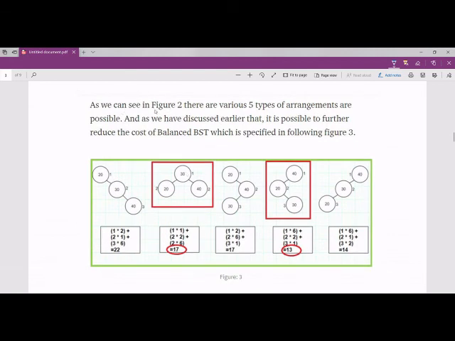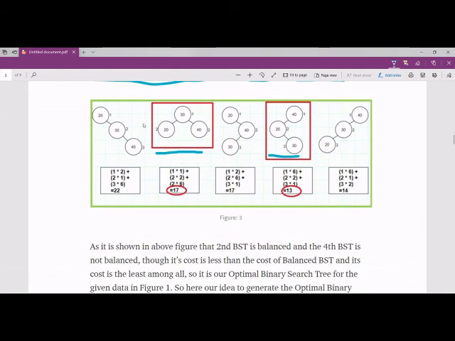As we can see in figure 2, consider this binary search tree and this binary search tree, which is figure 4. There are 5 various types of arrangements, and as we can see, it is possible to further reduce the cost of the balanced binary search tree, which is specified in the following figure. So we can see here the second binary search tree, which is the balanced binary search tree, where this is the root node.